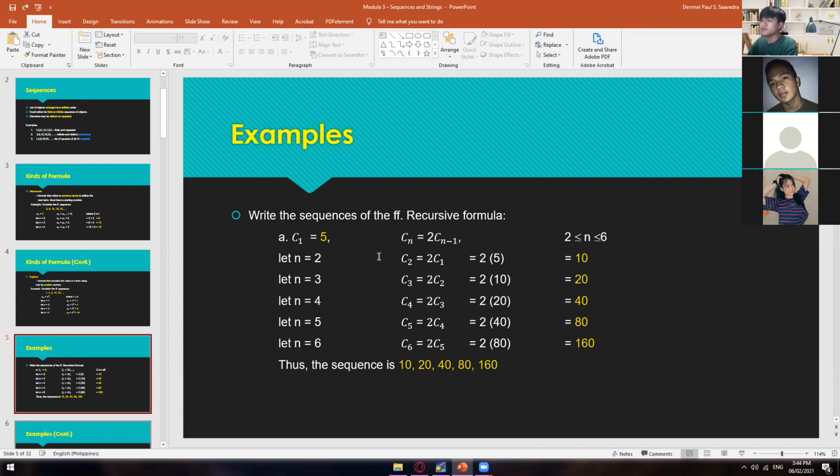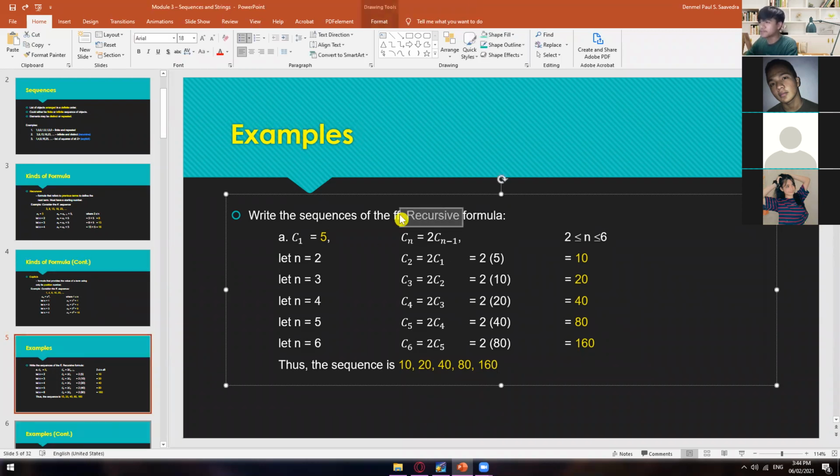All right, so this is the example of recursive. So as you can see, we have here a starting number or the first term, which is 5, okay? So without this, you won't be able to know the next terms, okay? So this is very important when it comes to getting the terms or sequence of a recursive formula or recursive pattern. So here's the formula that is given for this example, and then here's the range that is given for this example. So in here, your n is ranging from 2 to 6, right?